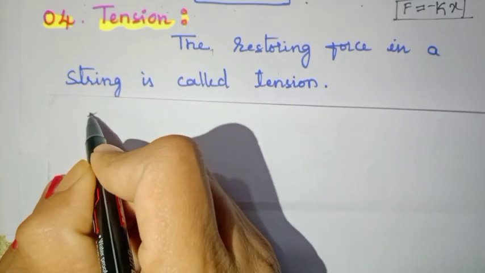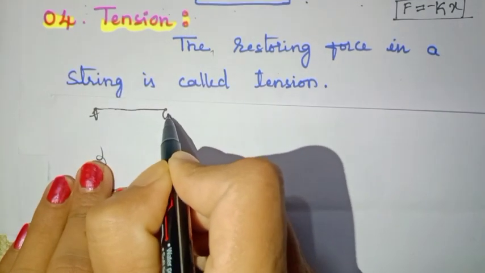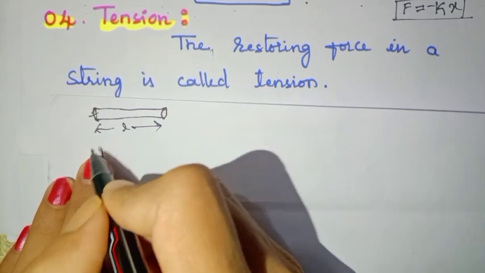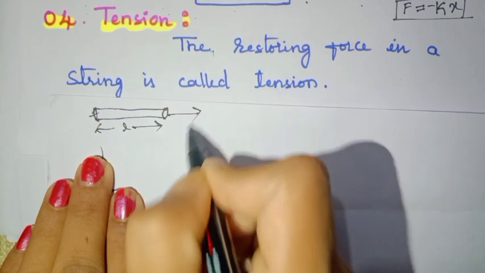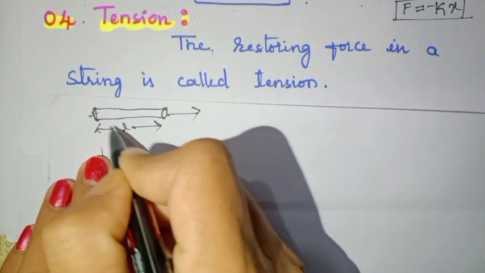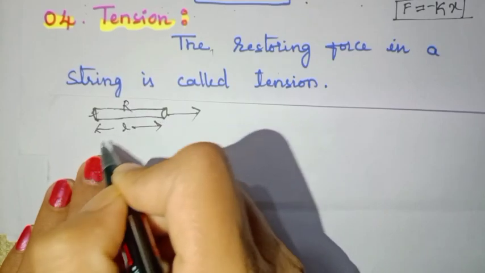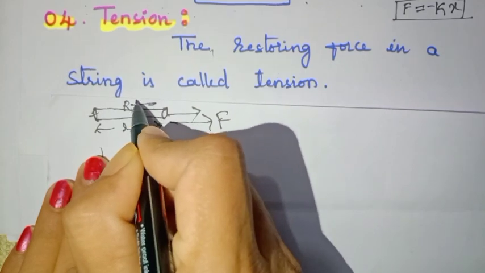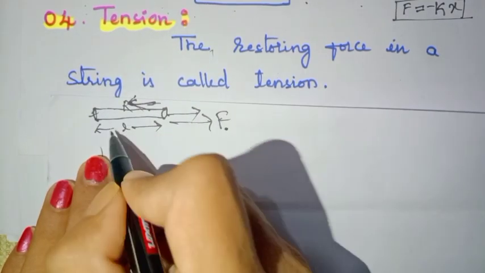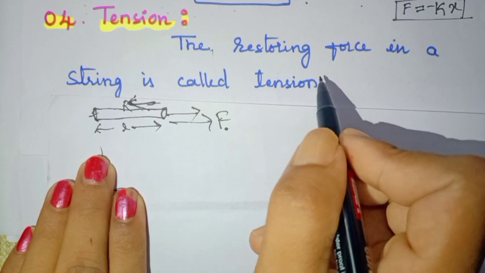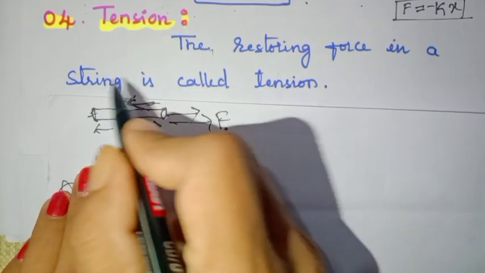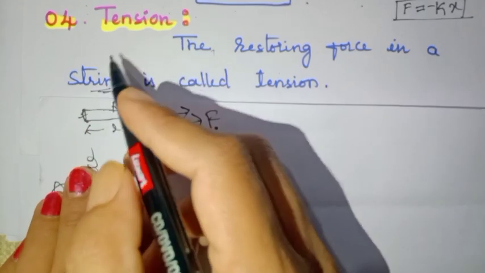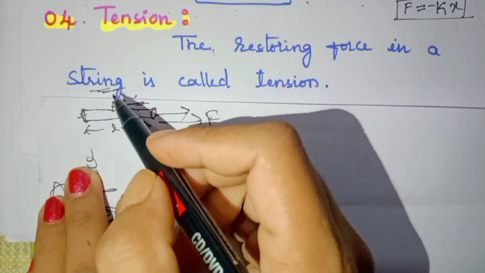So I will consider the string here. Let's consider a thin string which is having certain length L. So when you pull it in any direction, what happens? In the string a restoring force is developed. If you are applying the force in this direction, this string tries to go opposite to your applied force. That is what we call restoring force, and that restoring force which is developed especially in a string is what we say as tension. You can observe this tension in the ropes which you are using in your daily life.